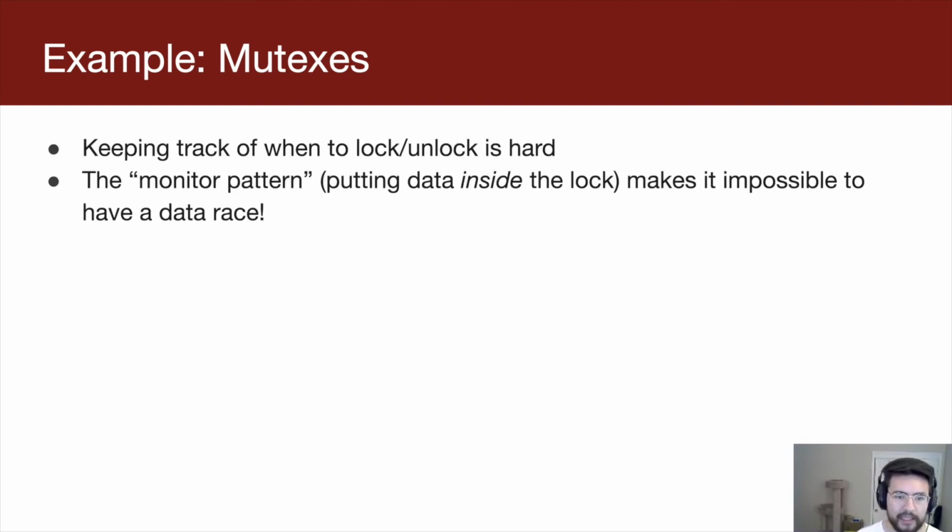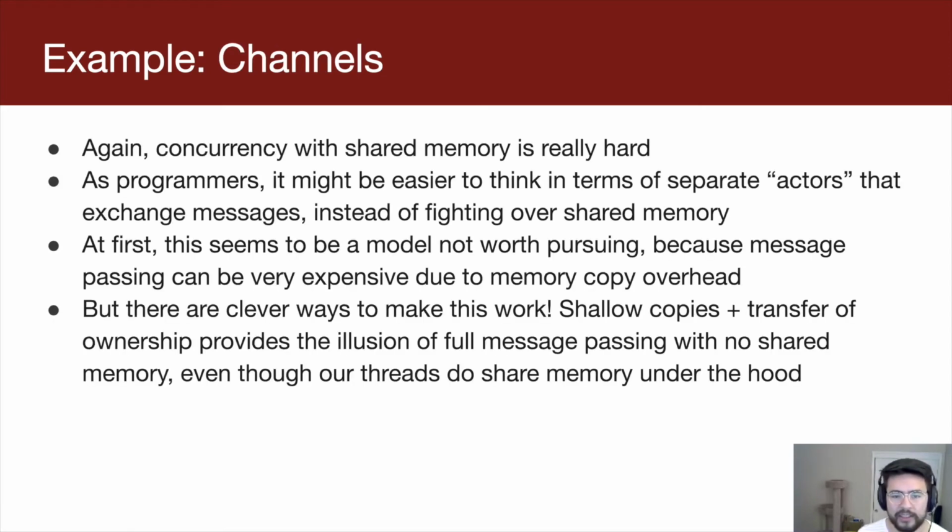For example, mutexes: it's impossible to have data races if you put the data inside of the lock. Channels: concurrency with shared memory is really hard. And as programmers, it's easier to think of separate people passing messages to each other, right? This maps more to reality, where I'm a thread, you're a thread, I'm going to send you a message, you're going to send me a message. And you don't have data races if you don't have shared memory. And that seems great from a high level standpoint, from the standpoint of somebody building on top.